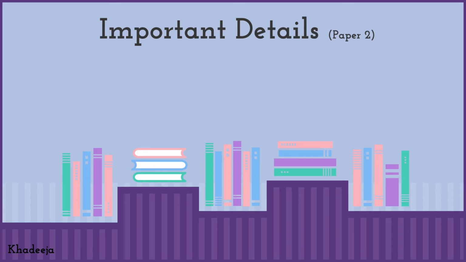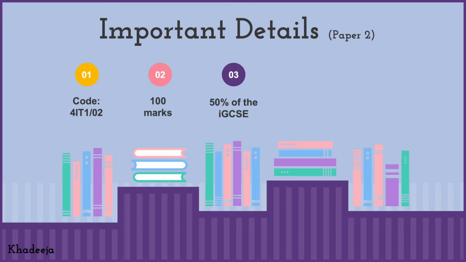It's all about timing and knowing everything really, really well. But anyway, first of all, let's look at the code, which is 4IT1/02 or 02. Then of course it is for 100 marks as well, same as paper 1. It also makes up for 50% of the ICT iGCSE.